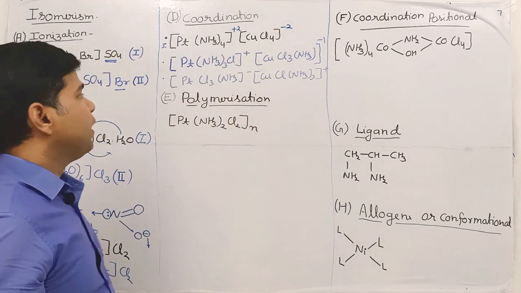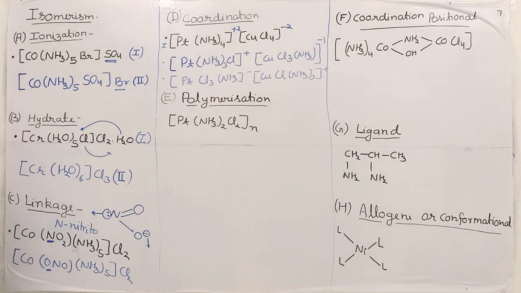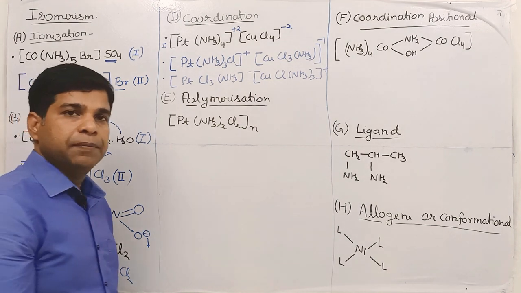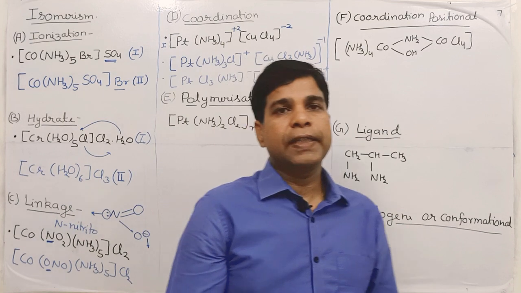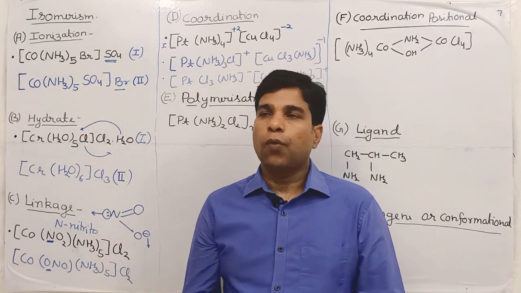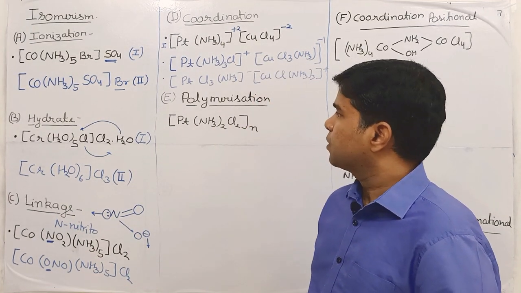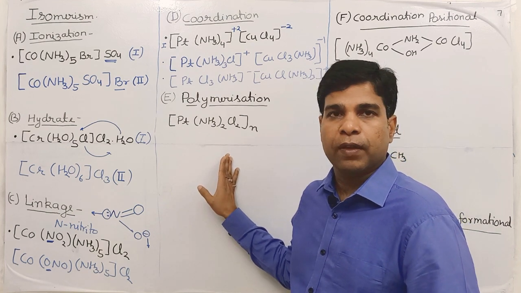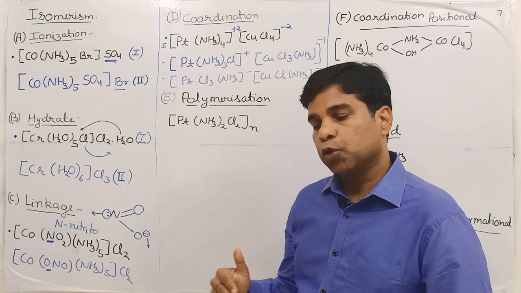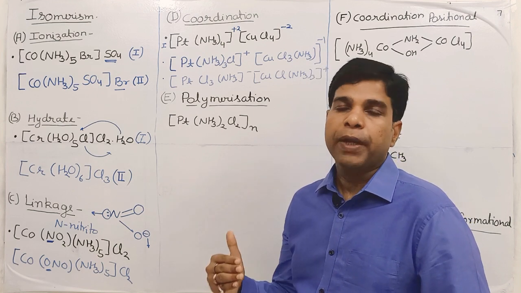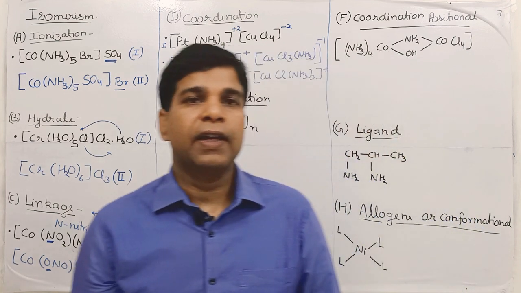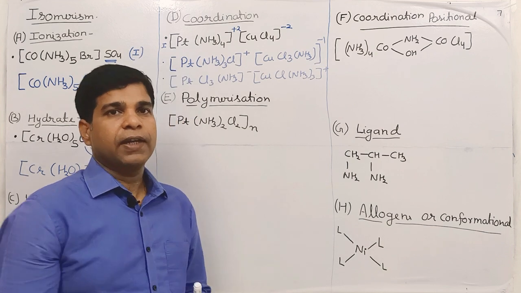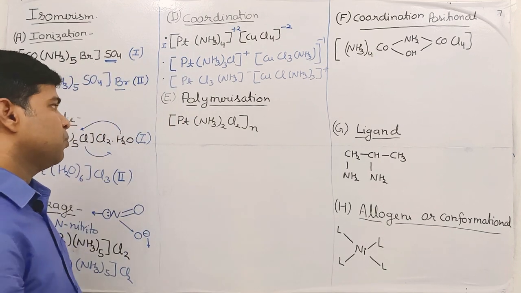Now we have the polymerization isomerism. Although sometimes many books write it is not the real isomerism. What is the polymerization isomerism? We have a common empirical formula. If some compounds show the common empirical formula, then that isomerism comes under the category of the polymerization isomerism.